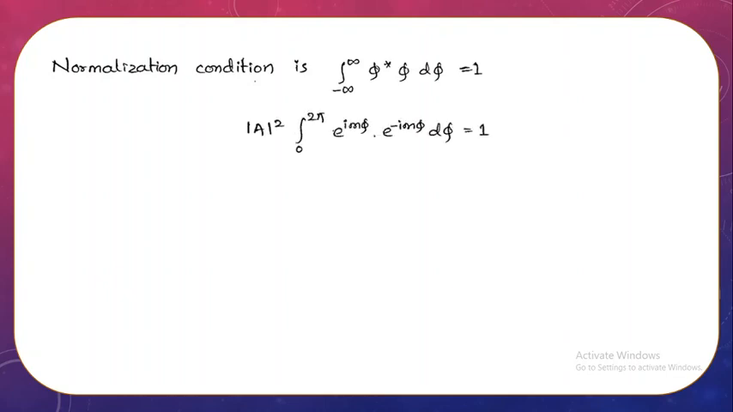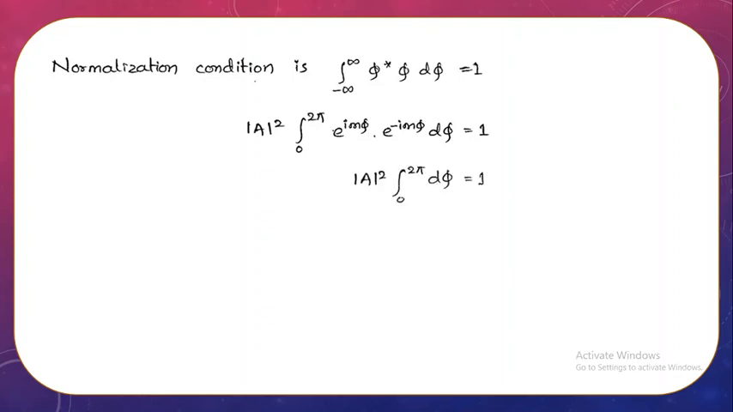So here in spherical polar coordinates, we know that phi is going to vary between 0 to 2 pi. That's why the limits are going to change from minus infinity to plus infinity to 0 to 2 pi. And when you put the value of phi star and phi, we can just take A into A star outside, which can be denoted with a modulus sign with a square. And when you simplify the integral, we can observe it is in the form of e raised to x into e raised to minus x. So when you solve it, it is equal to e raised to 0, which will be equal to 1.